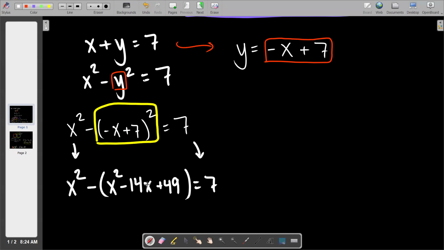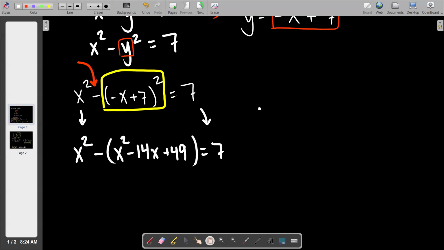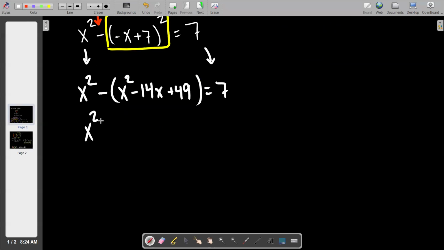Why do I still have it in parentheses? Because you got to multiply it by this negative. This pesky negative right here says, whoa, whoa, whoa, slow your roll. Like I got to distribute through everything. So let's clean this up. X squared minus x squared plus 14x minus 49 equals 7.